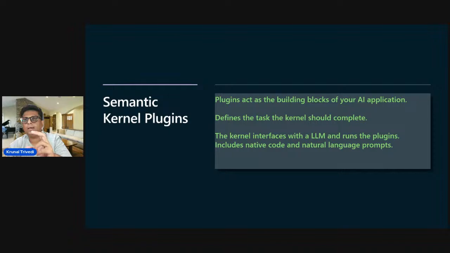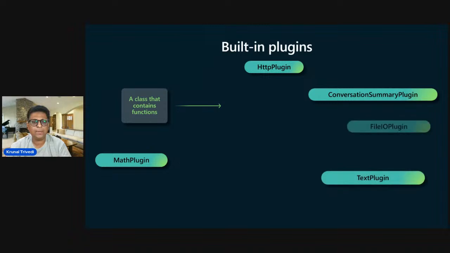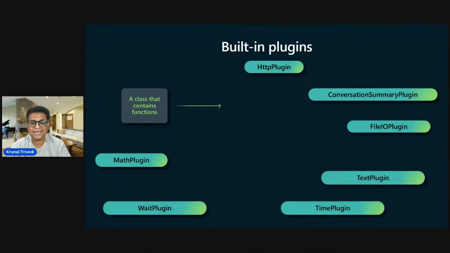Or take this context and extract the information out of it, that is a task. Or connect to this API, or create and open a file, write data into a file, read data from the file. These are all plugins meant for specific tasks, and you can create your custom plugins also. So we have built-in plugins here: HTML plugin, conversation summary plugin, text plugin, time plugin, file IO plugin, math plugin, wait plugin. Various plugins are there.